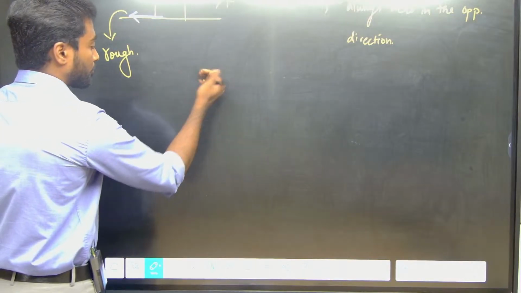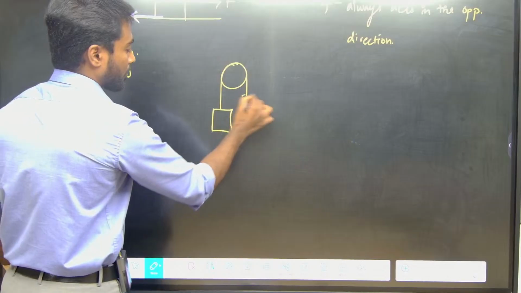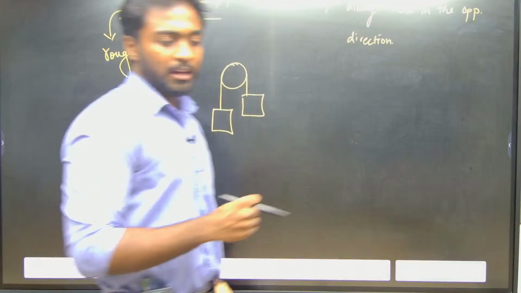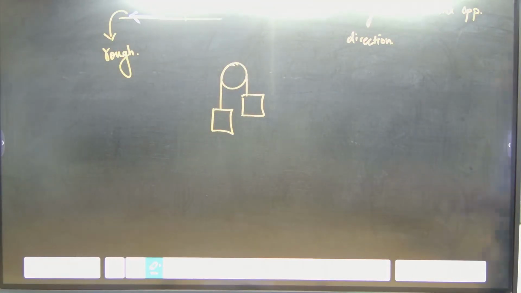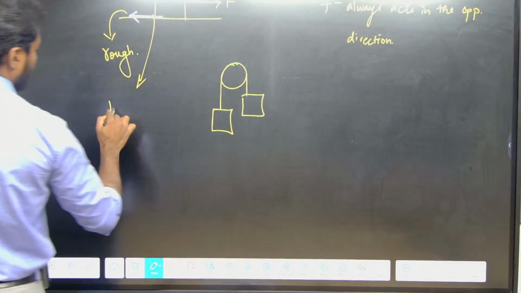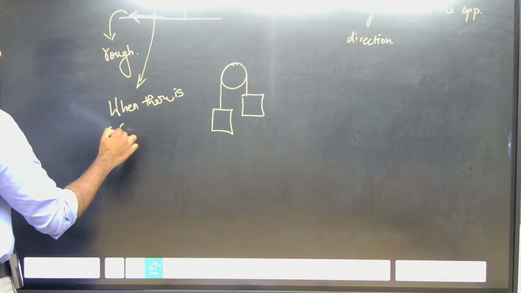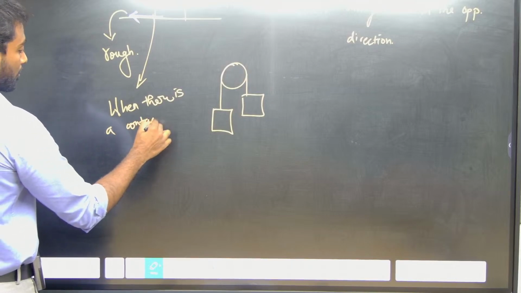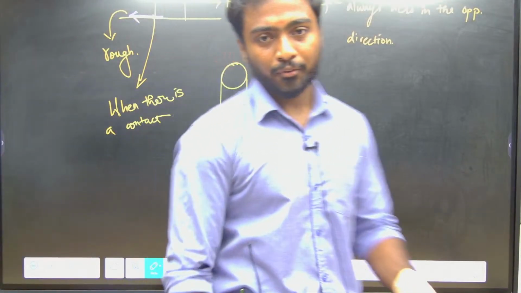If I talk about this condition, a pulley is there. Is there any kind of friction acting here? Can anyone say any friction is acting here? No. So when there is a contact, then I can talk about the friction. When there is no contact, I can't talk about the friction, no?